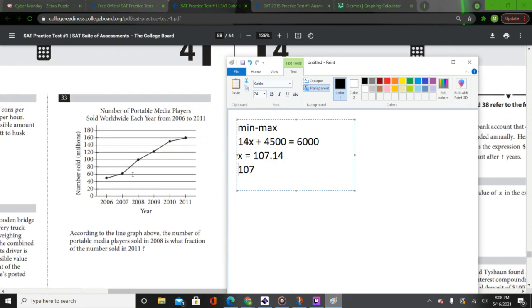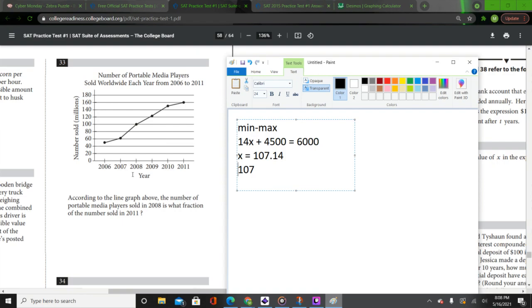Now on to 33. Number of portable media players sold worldwide each year from 2006 to 2011. According to the line graph, the number of portable media players sold in 2008 is what fraction of the number sold in 2011? Oh, so it's literally just a fraction.